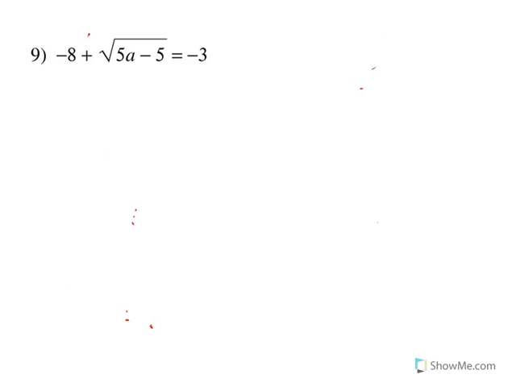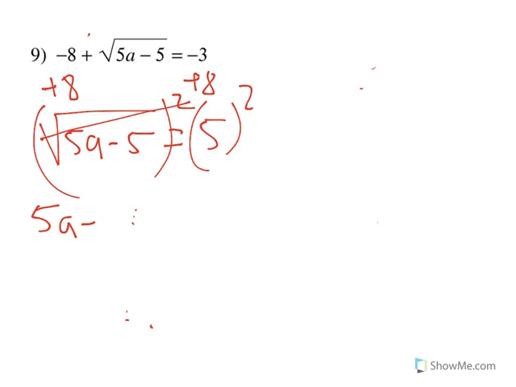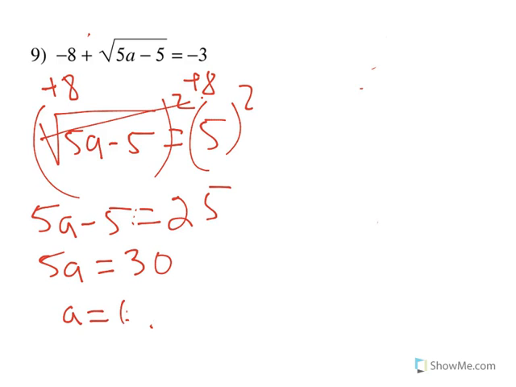Okay, so let's do this again. Plus 8 on both sides. So we have the square root of 5a minus 5 equal to 5. We're going to square both sides, so that cancels, and we have 5a minus 5. But remember, this is 5 squared, which gives us 25. Plus 5, so 5a equals 30. So then a equals 6.